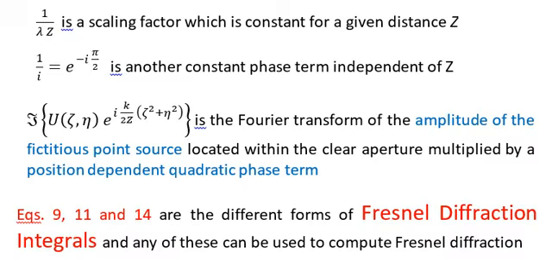And you know that this is nothing but the Fourier transform operator operating on the curly bracket containing u of zeta and eta, e to the power iota k over 2z multiplied by zeta square plus eta square. This whole term is actually the Fourier transform of the amplitude of the fictitious point source located within the clear aperture, multiplied by the position dependent quadratic phase factor. So equation number 9, equation number 11 and equation number 14, containing two forms of this one, give a total of 4 forms of the Fresnel diffraction formula, the different forms of the Fresnel diffraction integrals, and any of these can be used to compute the Fresnel diffraction.